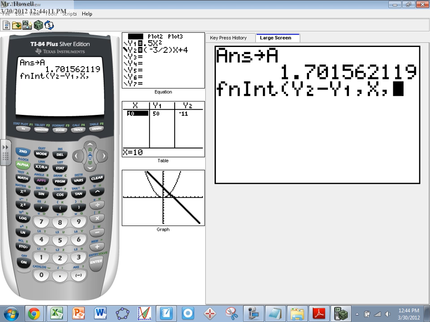-4 to the answer we stored in A, right? Yeah. So -4, comma, alpha A. Close parentheses, enter.